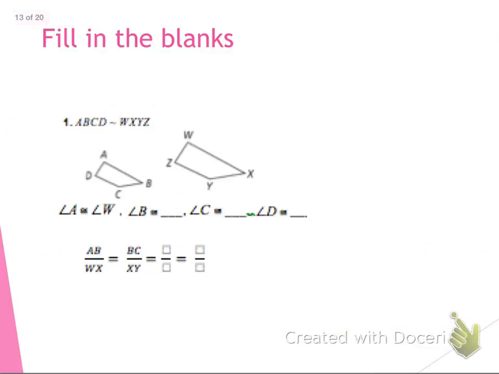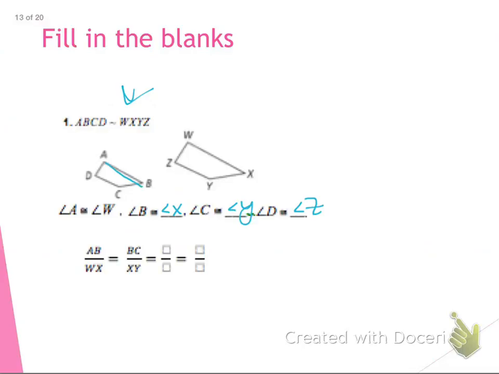Okay, for this one, we're saying they're similar, so now we're just going to state all the things. First off, they both have 4 sides, so now we can say their angles are congruent. So A matches with W, B is going to match with angle X, angle C here matches with angle Y, and then angle D matches with angle Z. Then we can say all the sides are proportional.